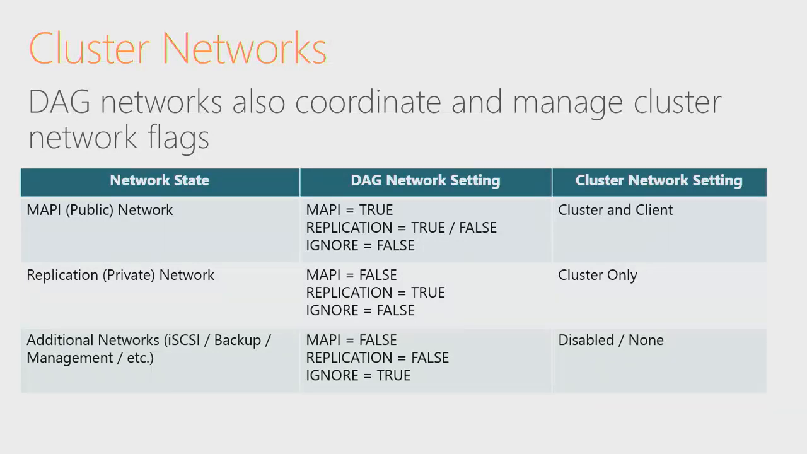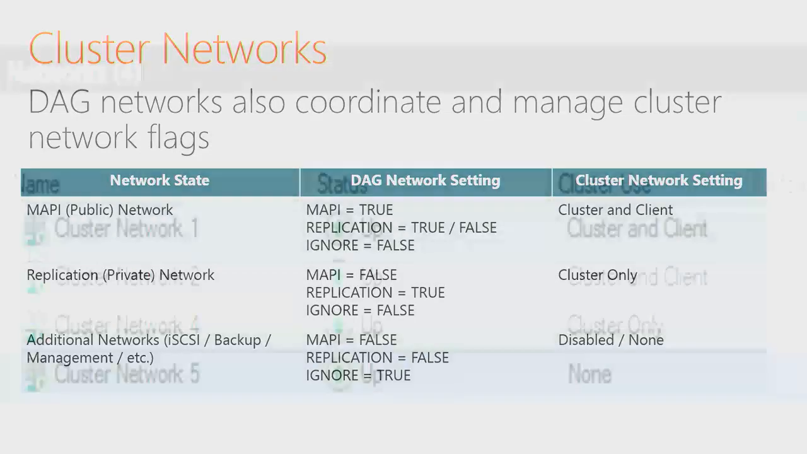And then you have what I call additional networks, right? So if you've got a dedicated backup network, if you've got iSCSI networks, I work with some customers that have management networks. Any of those networks, when you set the appropriate DAG network state, which should be replication false and ignore true, will translate into a cluster state where we completely disable that network. So no heartbeating, no traffic at the cluster layer will pass across that NIC. Same thing with any of the Exchange log shipping traffic.